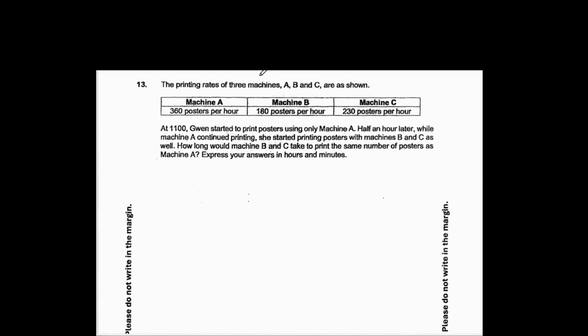Okay, so firstly, A started first, right, for half an hour. Let's find out what's A in half an hour, in 30 minutes. So A in 30 minutes, or half hour. So it's 360 divided by 2, which is 180. Okay, so A started with 180 at first. Then when B and C started printing, right?